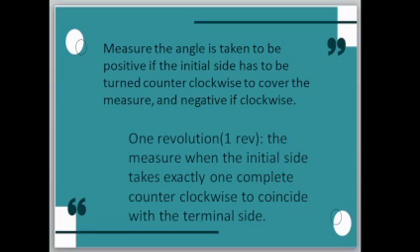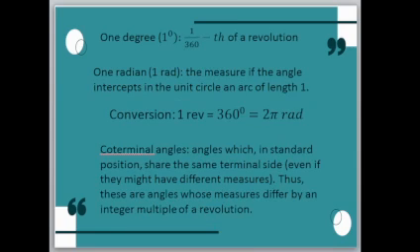One revolution, or 1 rev, is the measure when the initial side takes exactly one complete counterclockwise turn to coincide with the terminal side. One degree is equivalent to 1/360th of a revolution. And 1 radian, or 1 rad, is the measure of the angle that intercepts in the unit circle an arc of length 1. And you have to take note of this conversion: 1 revolution is equivalent to 360 degrees, and that is equivalent to 2 pi radians.